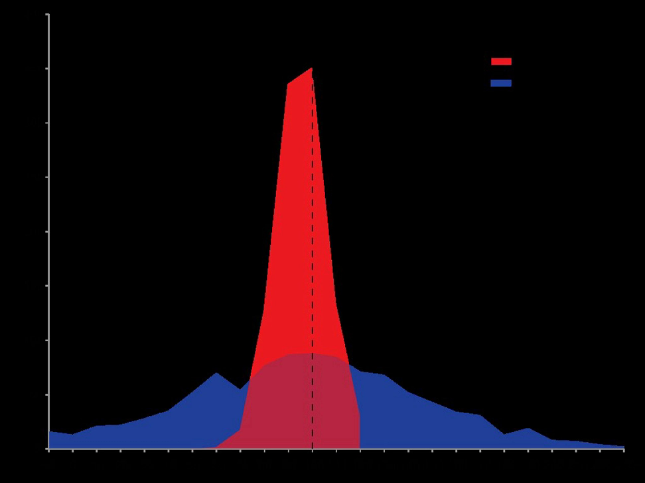Its probability mass function is given by p(k) equals n choose k, p to the k, times 1 minus p to the n minus k, and it has expected value mu equals n p.